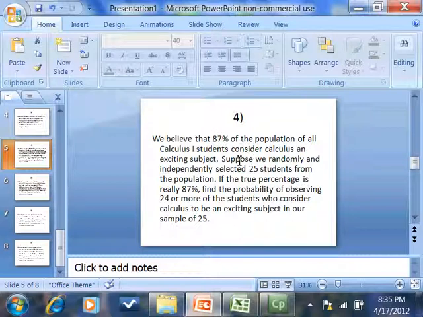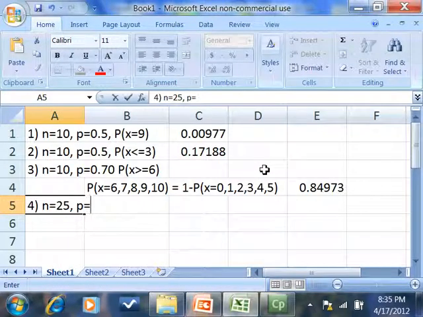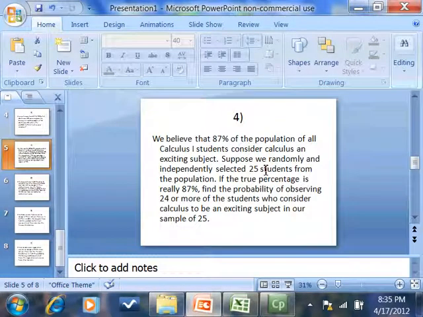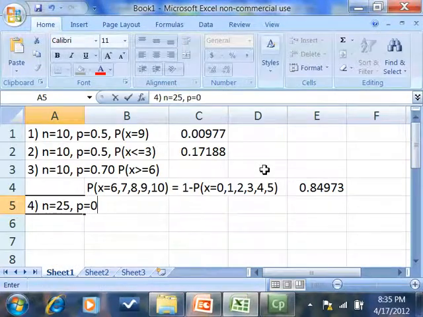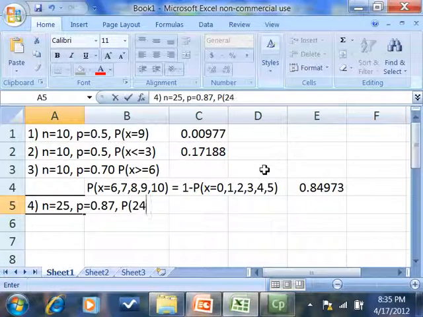Suppose we randomly and independently selected 25 students, so that's n. And the true percentage is really 87%, so they're telling us little p is 87%. Find the probability of observing 24 or more. So 24 or more would be x greater than or equal to 24, which doesn't work well because it has to be from 0 up to a number to plug into the calculator.